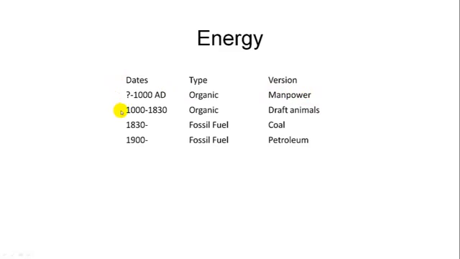Okay, after 1000 AD, they began to use animals, because as you grew more food, you could raise and domesticate more animals. So then you could use dogs, oxen, cows, horses, whatever. You domesticate animals, and the animals are stronger, so they can do more work.